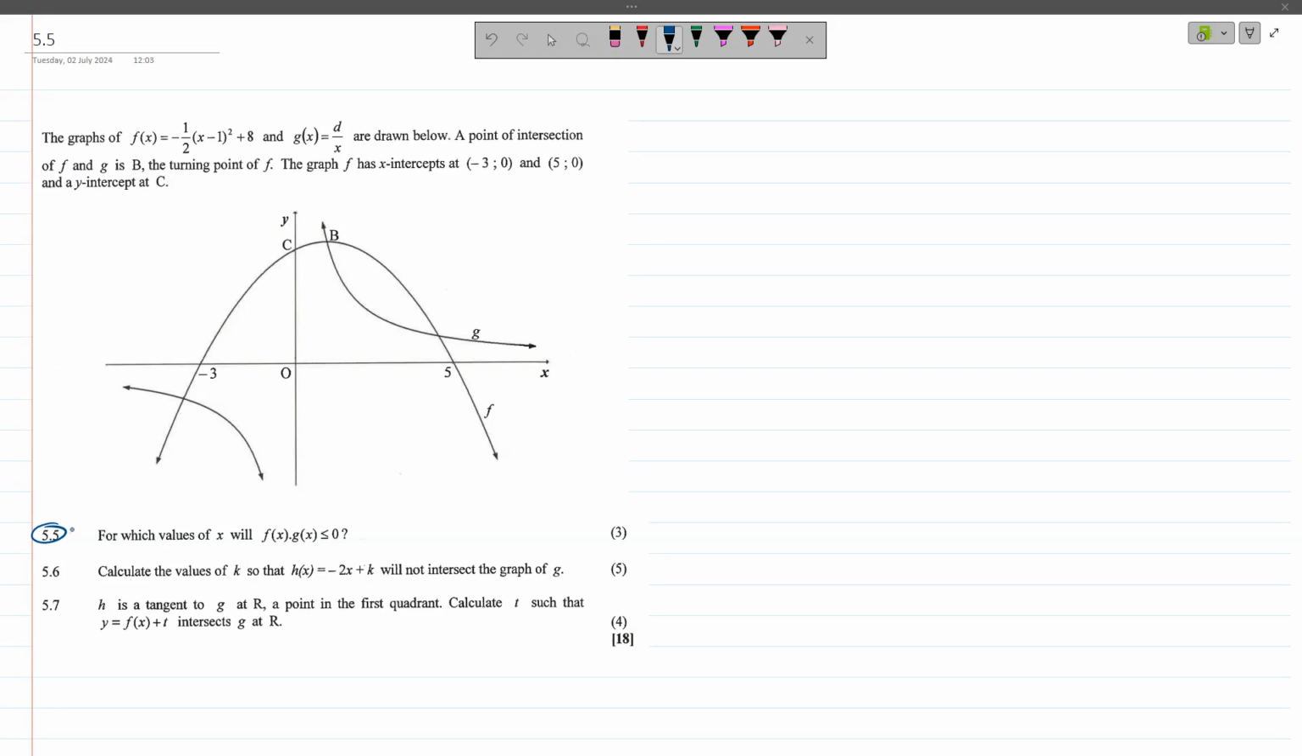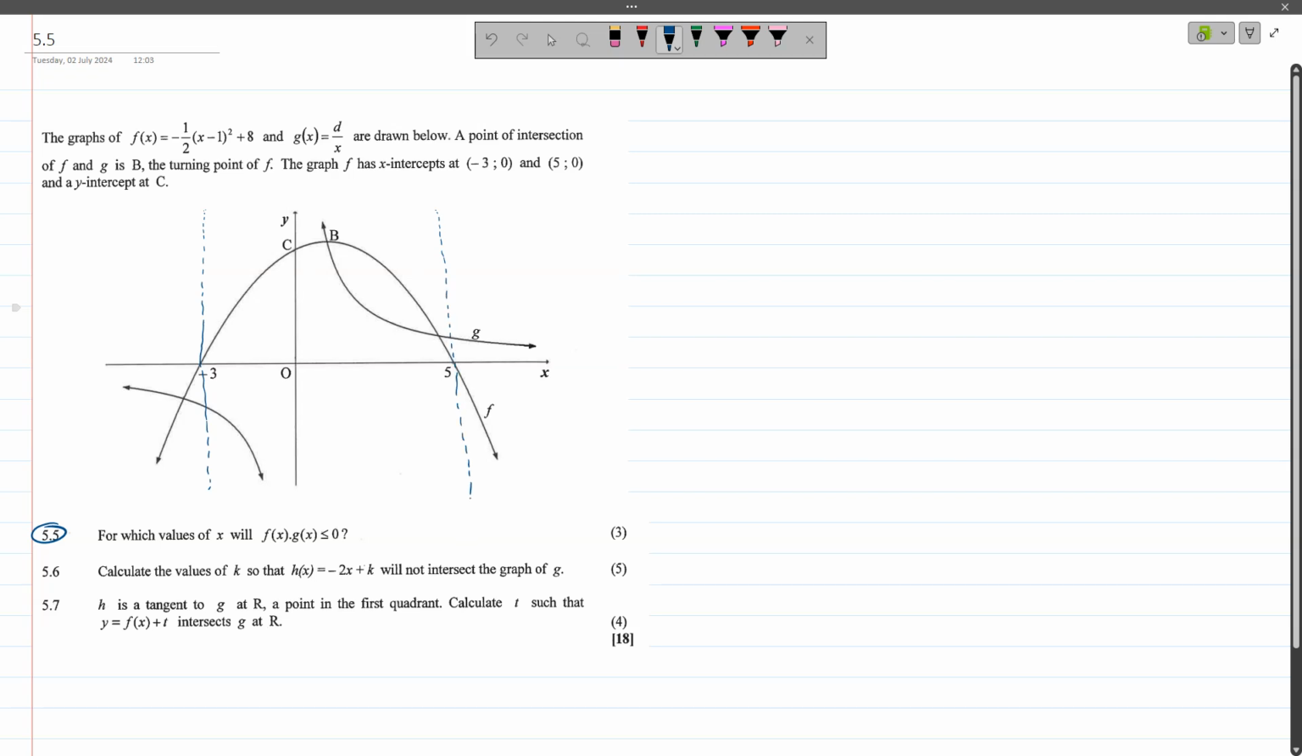5.5 says, for which values of x will f times g be smaller or equal to 0? So f times g is smaller or equal to 0. The first thing you want to do in this case is mark all the points at which your function crosses the x-axis, because this is where the polarity changes from positive to negative or negative to positive.